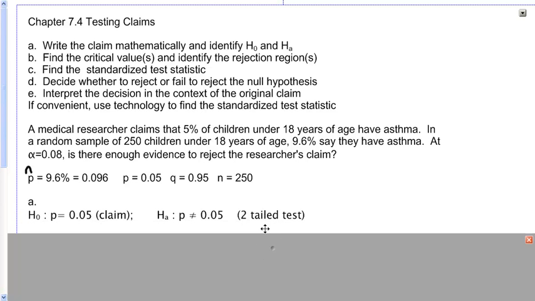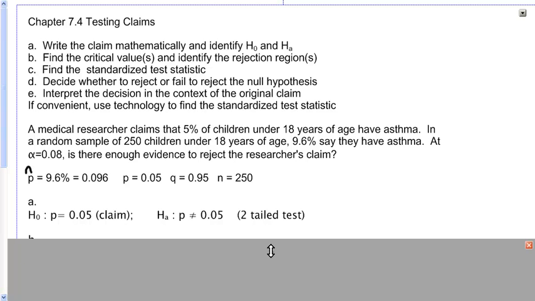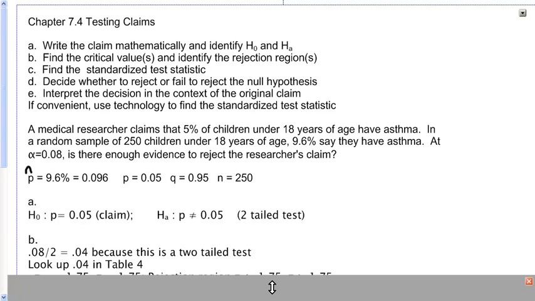So here's my claim. Again, it's going to be a two-tailed test, because anytime the null hypothesis is equal to the percentage, then it is a two-tailed test. This is the claim, so the alternate hypothesis is going to be not equal to. So whenever it's equal and not equal to, it's a two-tailed test.